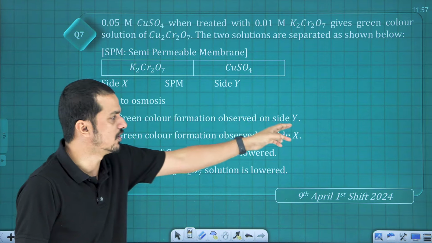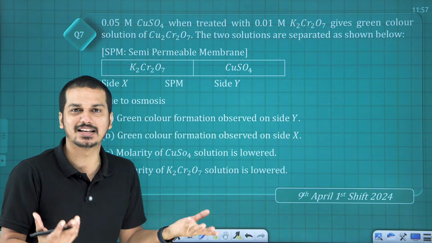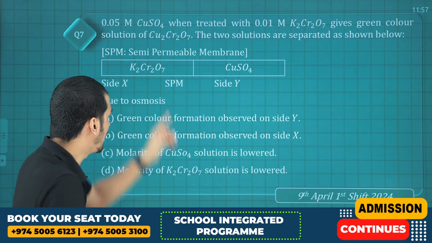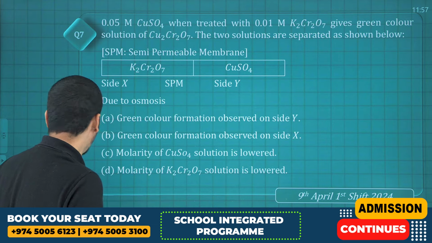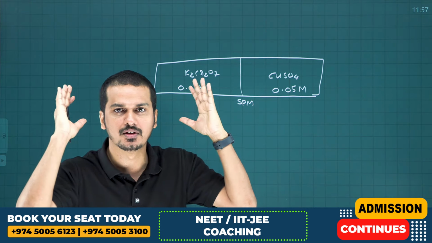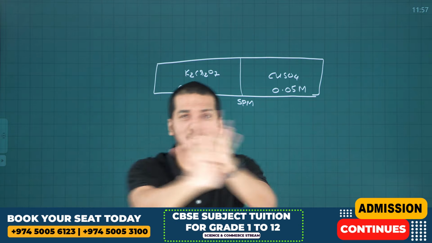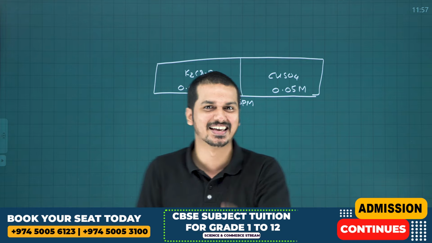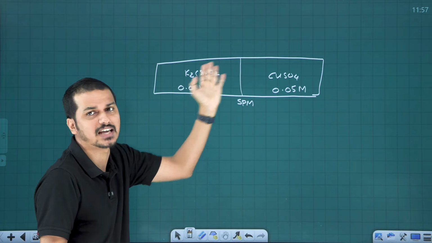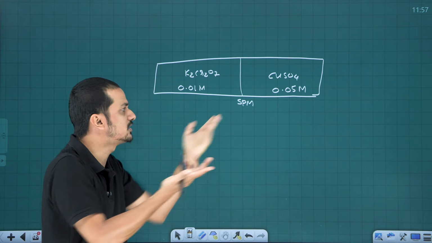Green color formation observed on side Y. Green color formation observed on side X. When and only when the green color forms, the K2Cr2O7 and copper sulfate should mix. But whenever you are separating with a semi-permeable membrane, only solvent can flow through it. Solute cannot move. Understood? So the green color option is wrong, because K2Cr2O7 cannot move there and CuSO4 cannot move here. Why? Because solute cannot pass through a semi-permeable membrane.